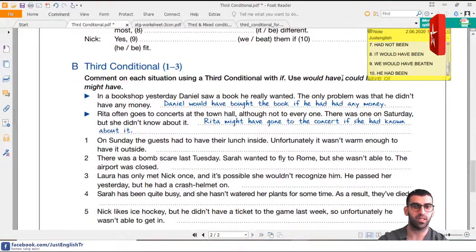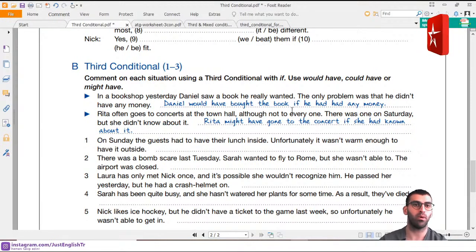But how can we change these sentences? Comment on each situation using a third conditional with if. Use would have, could have, or might have. For example, in a bookshop yesterday, Daniel saw a book he really wanted. The only problem was that he didn't have any money. So we say Daniel would have bought the book if he had had any money on him.